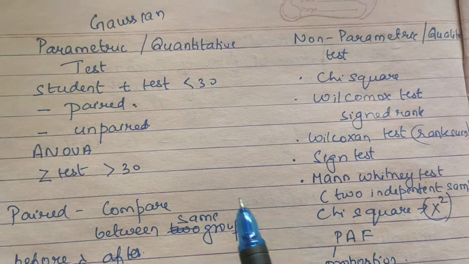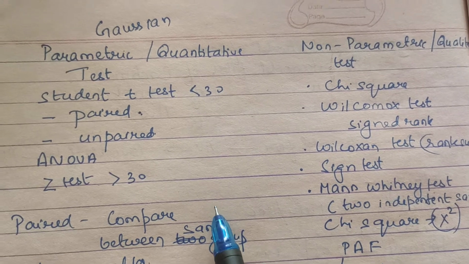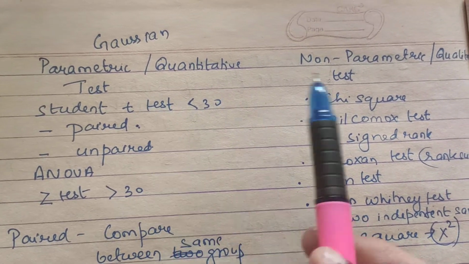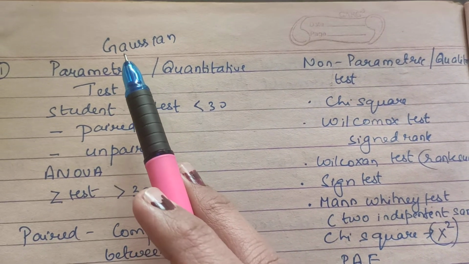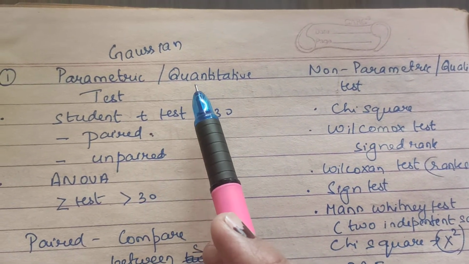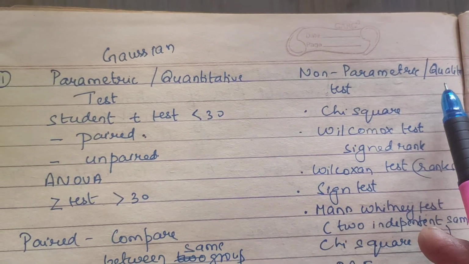Hello everyone. I'm going to discuss one small topic from public health dentistry, from statistics. This is the difference between parametric and non-parametric. Parametric has different names also: Gaussian and quantitative, and non-parametric is qualitative. Okay, so they can change the name and ask.